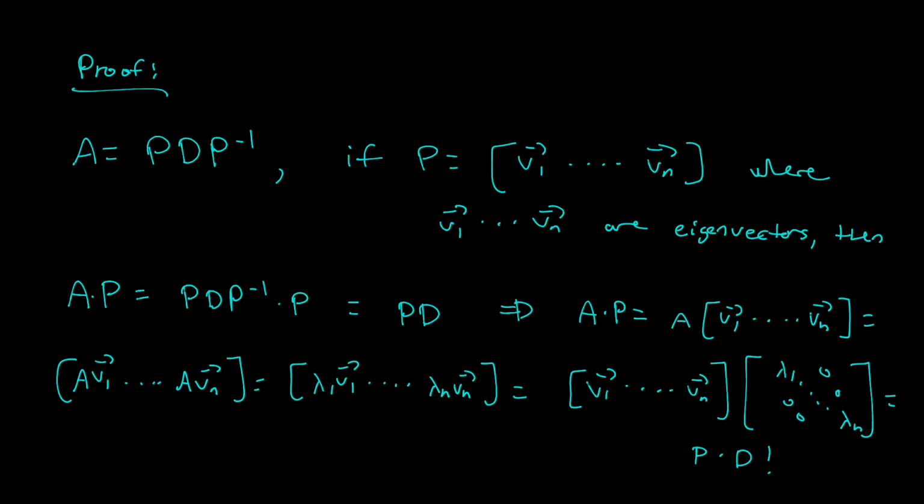So you have AP equals A times [v1 ... vn]. That is the same thing as [Av1 ... Avn] for each column, which is the same thing as [lambda1 v1 ... lambda n vn], since the vs are eigenvectors and the lambdas are the corresponding eigenvalues. Now that is the same thing as the matrix [v1 ... vn] times the diagonal matrix with lambda1 through lambda n on the diagonal. And notice that is just PD.